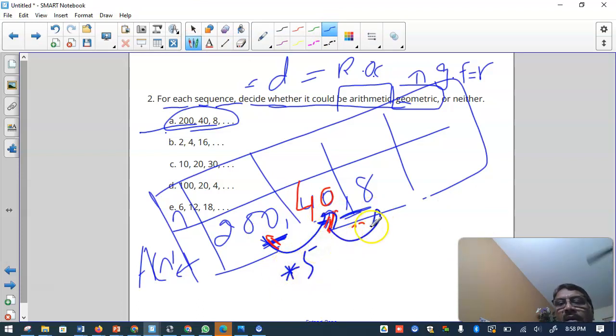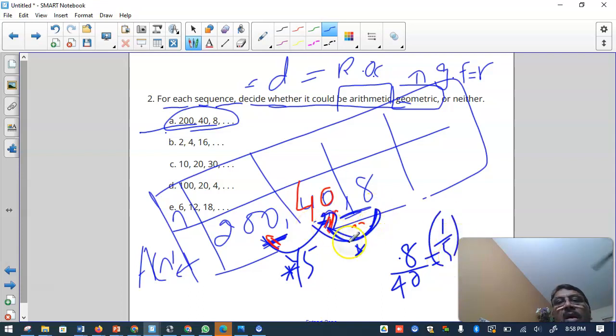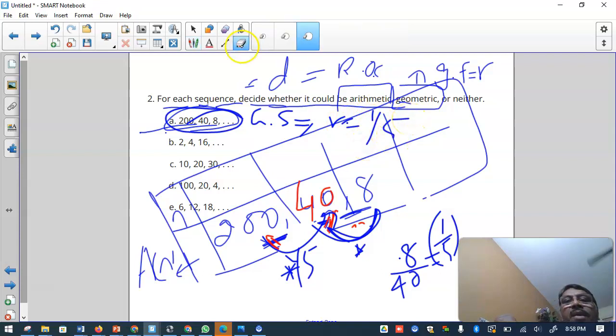The question is, is it also 1/5? Are you really multiplying by 1/5 here? So I have to check 8 divided by 40, and you can see 40 goes into 8 one-fifth, so 1/5. That means it's a common ratio, yes. So this is a geometric sequence where the common ratio R is 1/5, or the growth factor is 1/5.